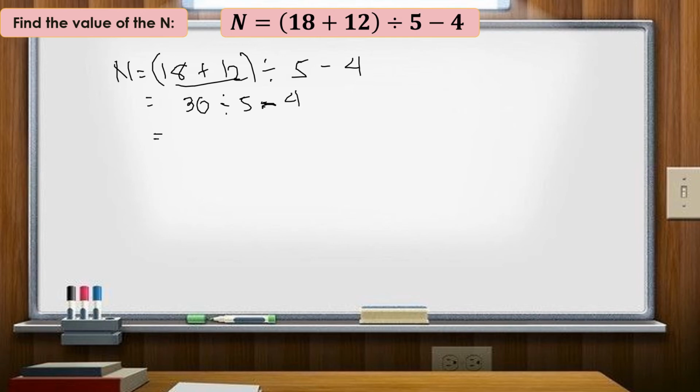Okay, again, if there is a parenthesis, you must perform it first. Next, in this part, divide and subtract. We must divide first, then subtract. So, 30 divided by 5 is 6, followed by minus 4. Then, 6 minus 4 will become 2. So, therefore, our n is equal to 2.